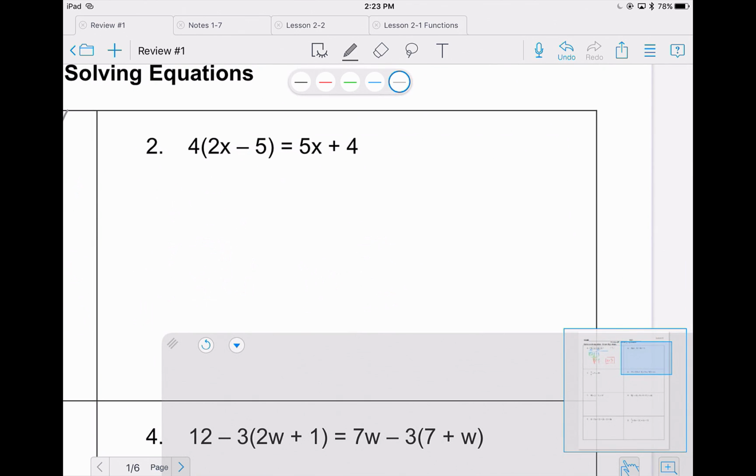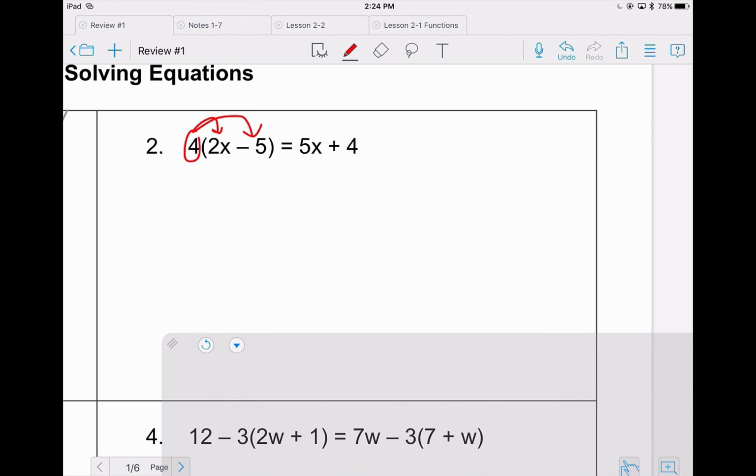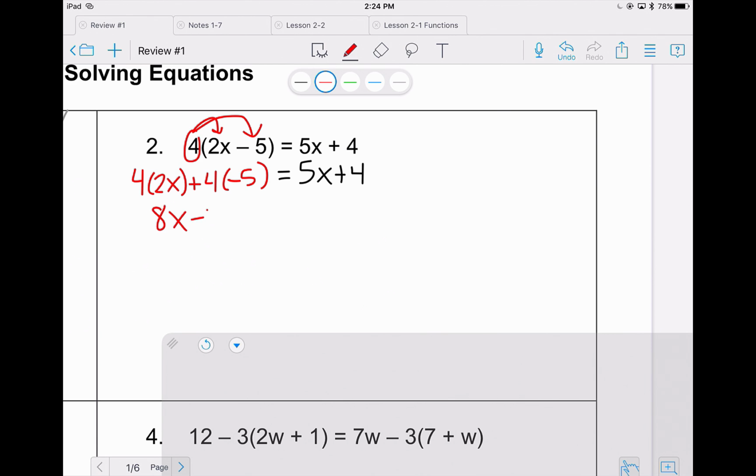Problem 2, we have parentheses, so my first step is to distribute that 4 to both terms. If you need the in-between step, here it is. And this part stays the same. When I actually get rid of my parentheses and multiply on the left side, I have 8x minus 20, and this has stayed the same. We make sure we don't lose it.